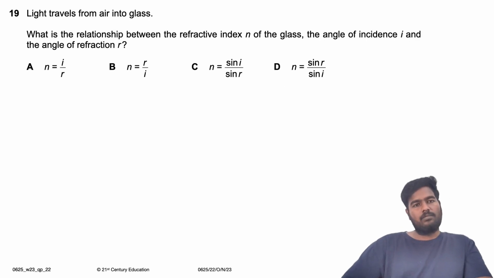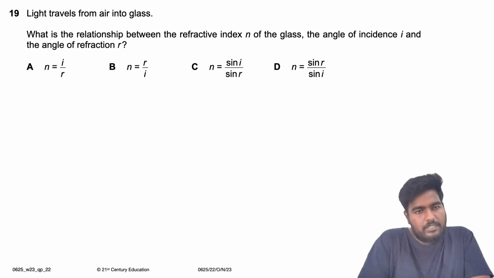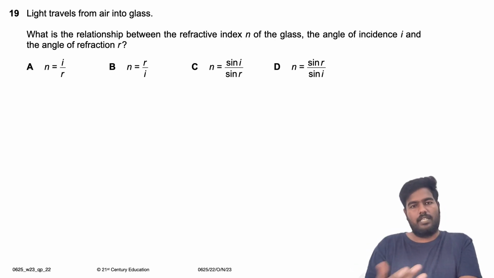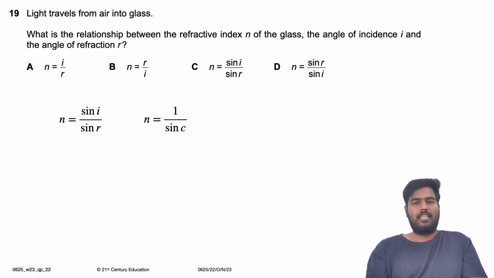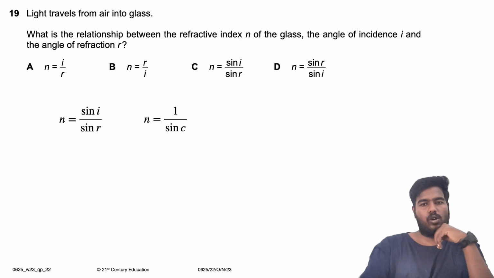Light travels from air into glass. What is the relationship between the refractive index n of the glass, the angle of incidence i, and the angle of refraction r? We know directly that n equals sin i by sin r. There is one more formula also, n equals 1 by sin c, where c is the critical angle. Here they are asking only the relationship between i and r. So option C is the right answer.